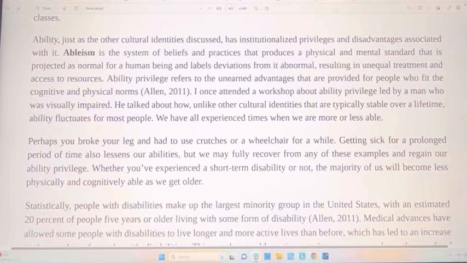I once attended a workshop about ability privilege led by a man who was visually impaired. He talked about how, unlike other cultural identities that are typically stable over a lifetime, ability fluctuates for most people. We have all experienced times when we are more or less able.